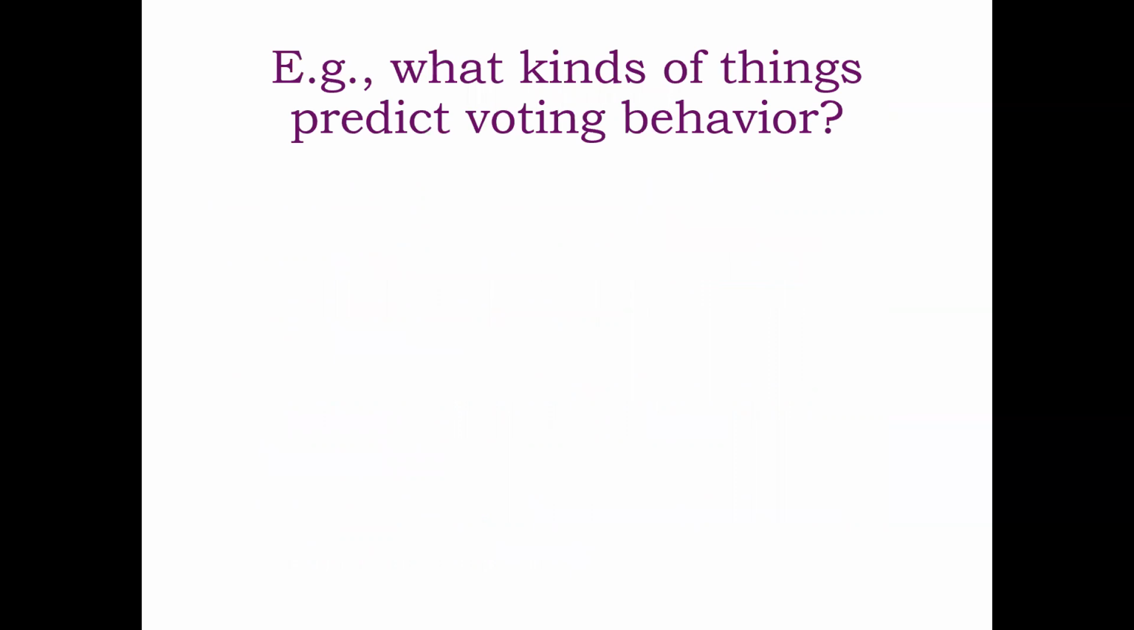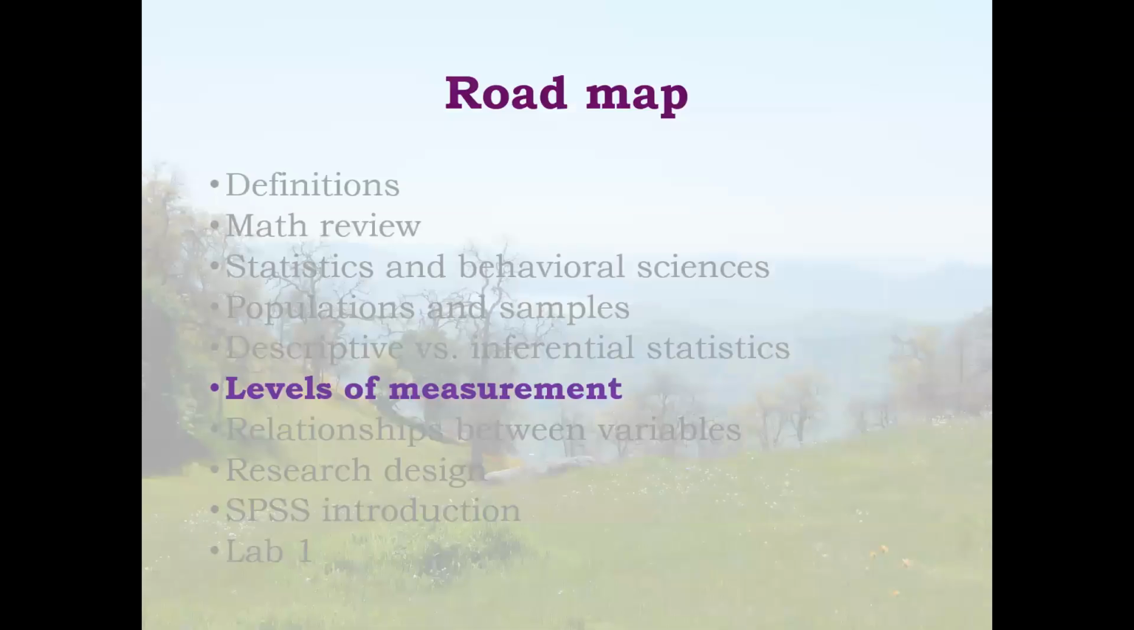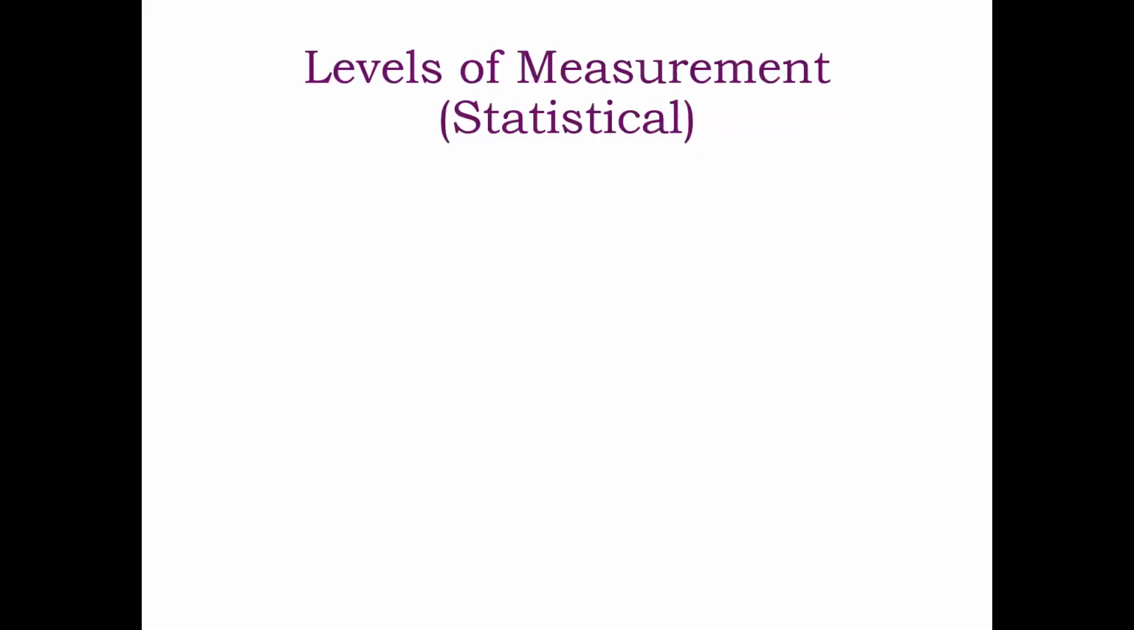So let's have an example. What kind of things predict voting behavior? Sex, okay. Age, location, rural and urban voters, people vote differently, I should say. Education, and you could brainstorm others, right? And these are all different types of variables. And we're going to talk about their levels of measurement now, okay? So this is really, really important because levels of measurement determine what statistical analyses we can use and how we can present the data in graphs.